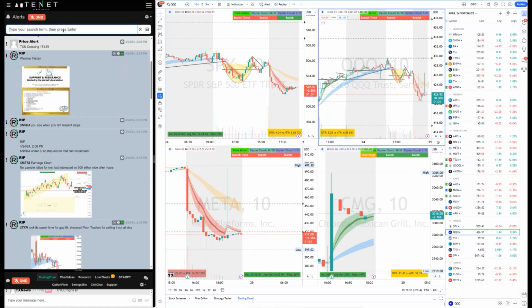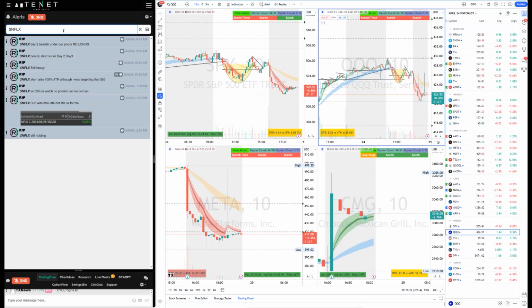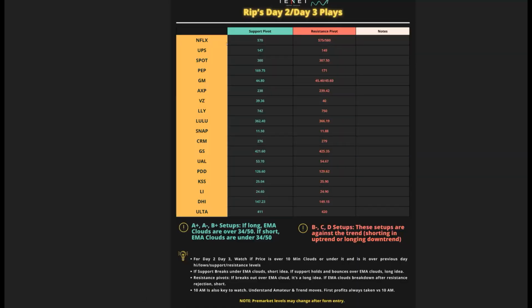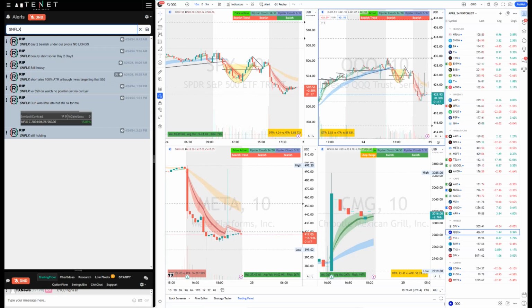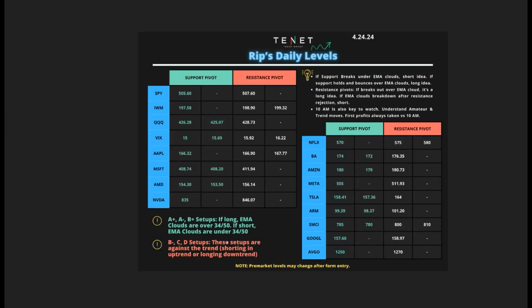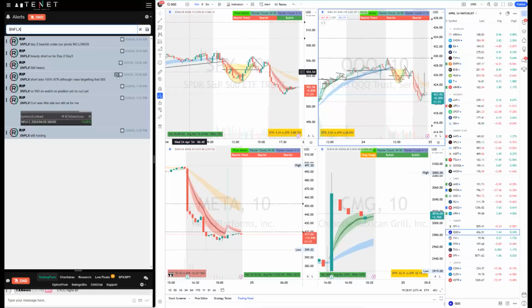So let's look at Netflix and see what our plan was. Netflix, guys, the plan was pretty straightforward this morning. It was our day 2 setup: support 570, resistance 575, 580. It's also our daily levels: 570, 575, 580.